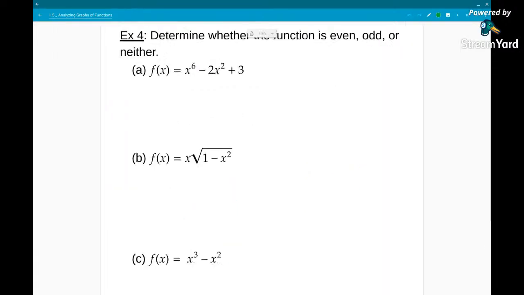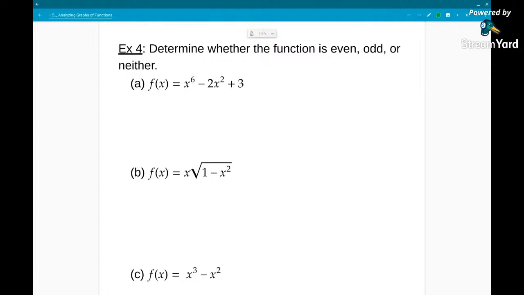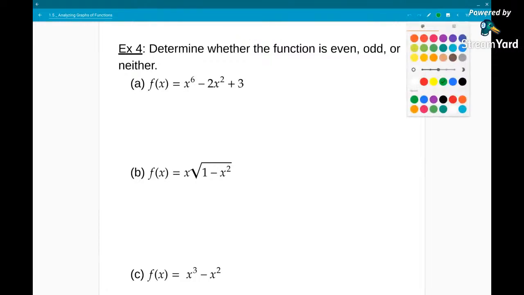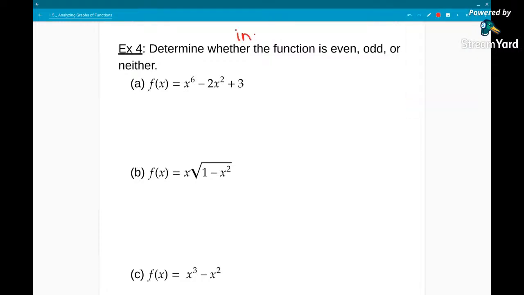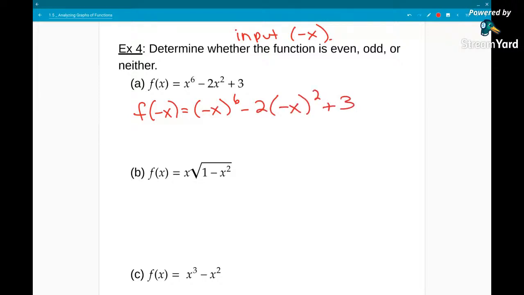So to test whether a function is even, odd, or neither, you're always going to input negative x. That's number 1. All right, so let's do it for letter A. f of negative x is negative x to the 6 minus 2 times negative x squared plus 3. Then you're going to simplify.